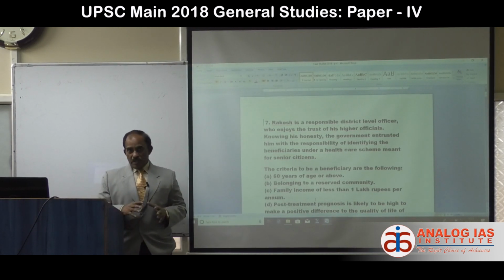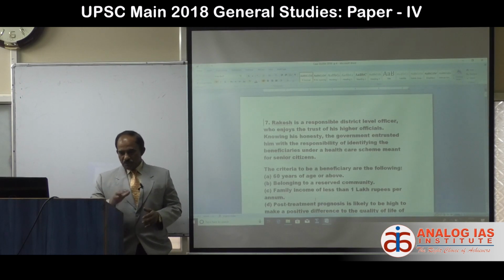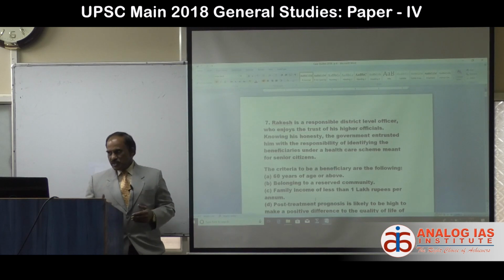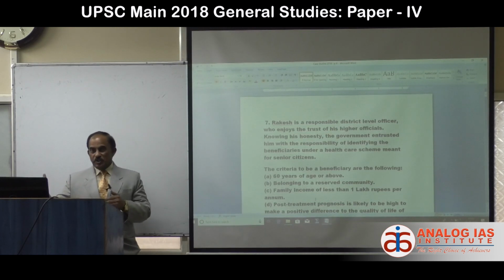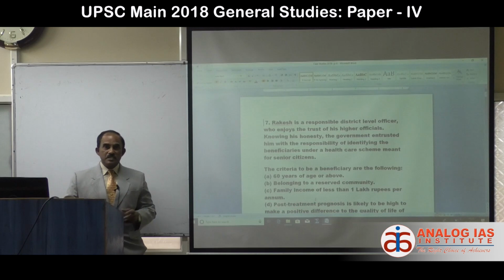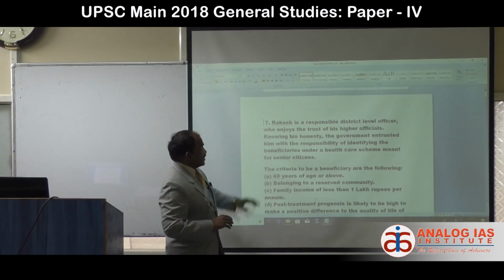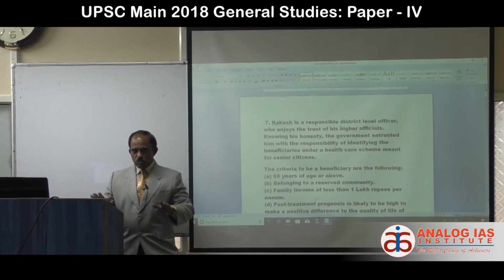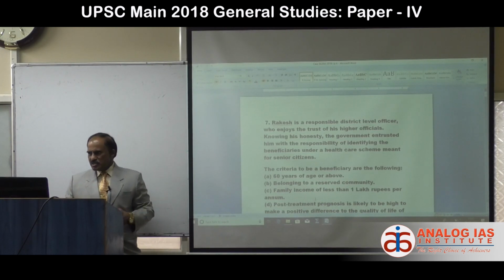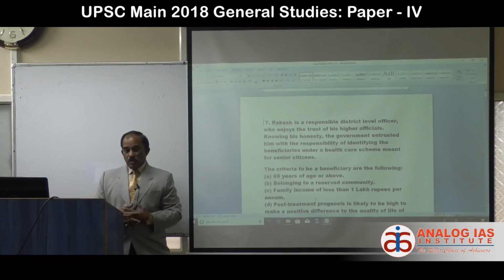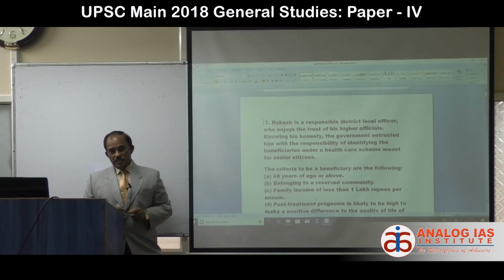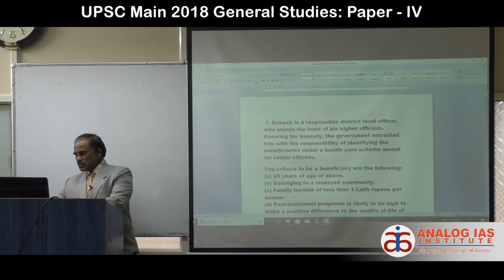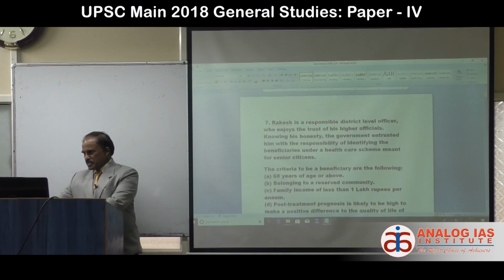So let us apply whatever we have discussed to the 6 case studies given by the UPSC. Let's first take on the first one, that is called the question number 7, and here the case study number 1. Now here Rakesh is a responsible district level officer. He is a very honest person and he was interested with a scheme, a medical scheme, where he has to identify the beneficiaries. There are certain conditions. Based on the conditions, he has to select the beneficiaries.